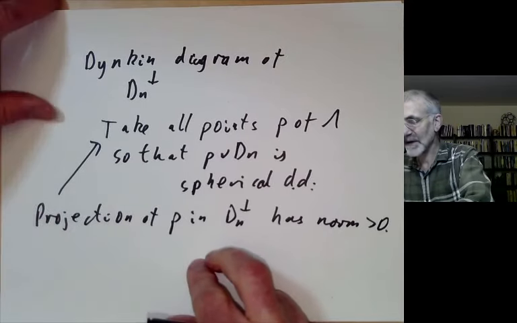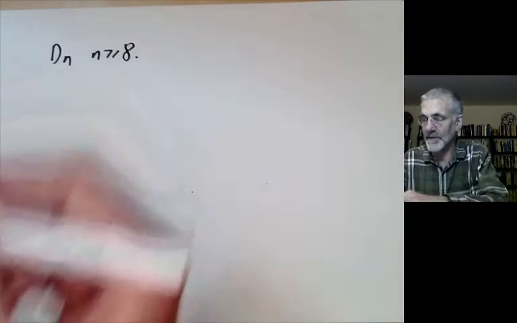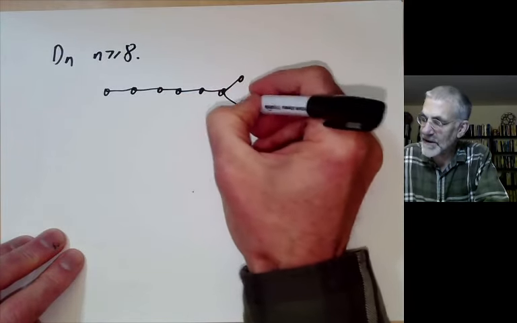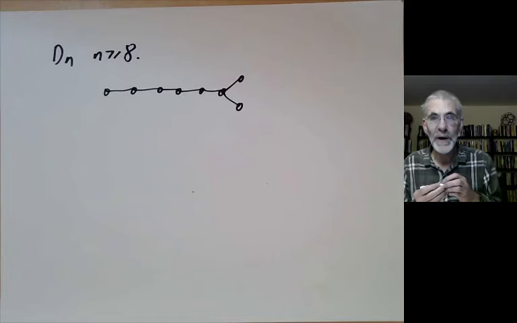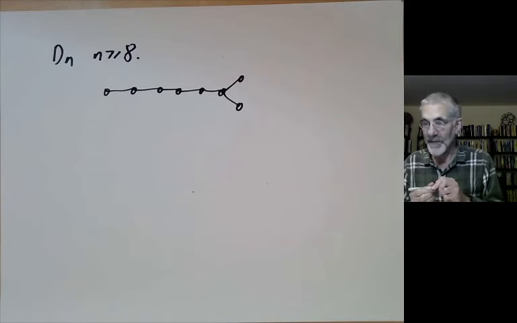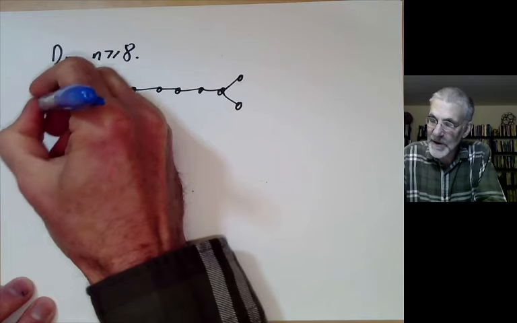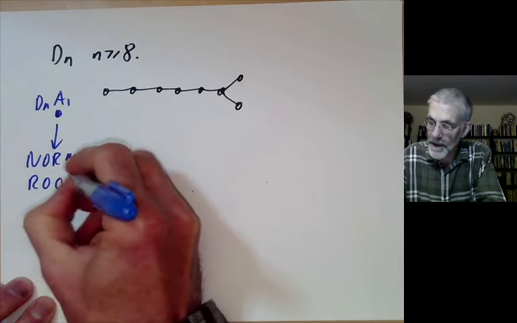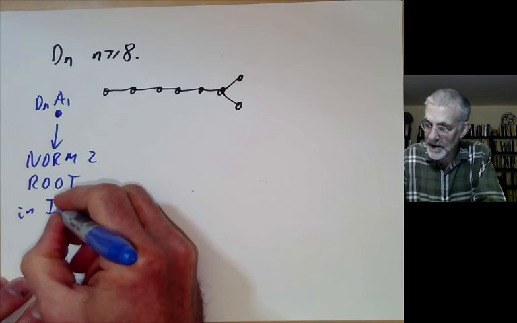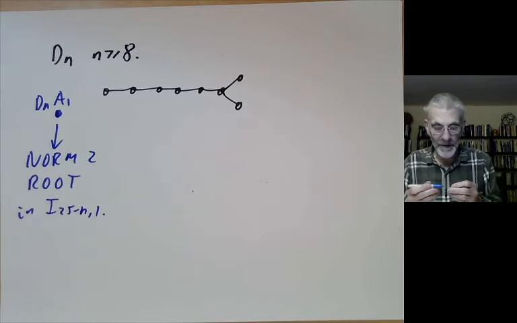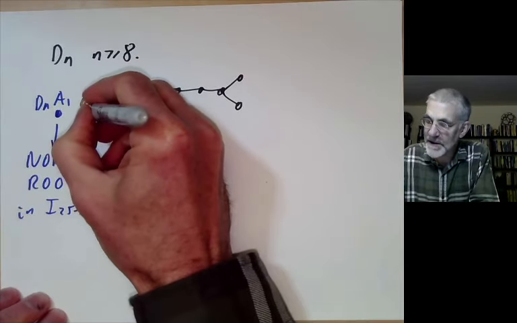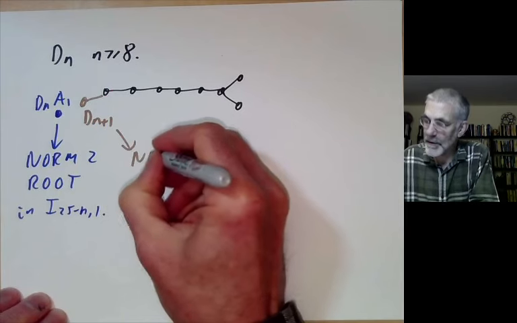So let's see what happens as we go through the various possibilities for Dn. So let's take Dn for n greater than or equal to 8. I'm just going to write out the case for n equals 8. So we get 1, 2, 3, 4, 5, 6, 7, 8. So here's the Dynkin diagram D8. And there are just two ways we can add a point to this to get a spherical Dynkin diagram. First of all, we can add a point here, and then we get Dn A1. So we just add an A1. And this turns out to give you a norm 2 root in I 25 minus n, 1. The other thing we can do is we can add on a new root here. This gives us a D n plus 1 Dynkin diagram, and this gives us a norm 1 root.